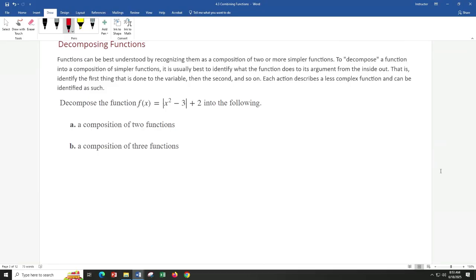To decompose a function into a composition of simpler functions, it is usually best to identify what the function does to its argument from the inside out. That is, identify the first thing that is done to the variable, then the second, and so on. Each action describes a less complex function and can be identified as such.